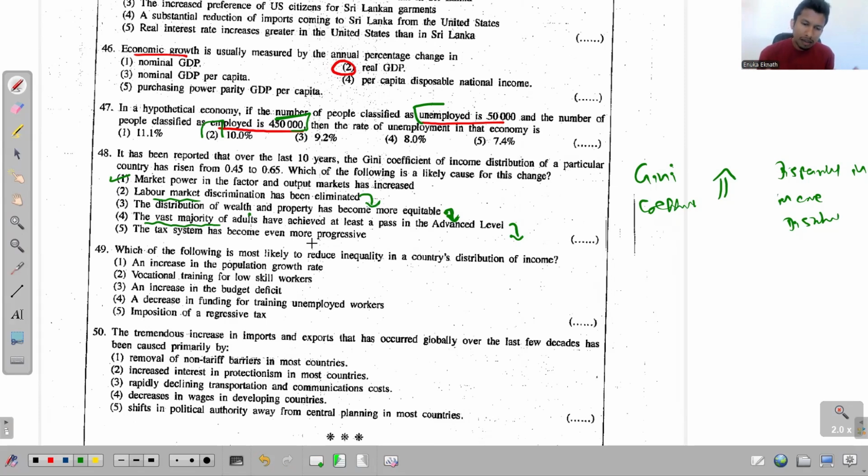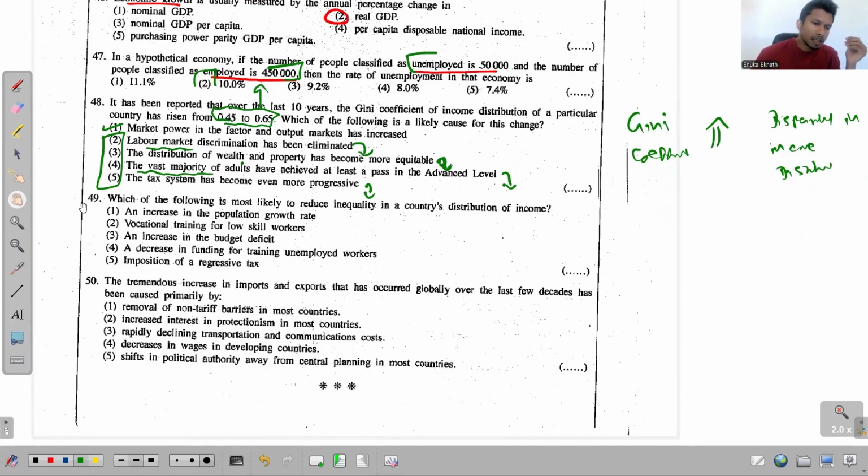So if the tax system is progressive, the government imposes higher taxes for higher income earners, and that will result in decrease in disparity in income distribution. So all these four options decrease the disparity in income distribution, but the first option increases that disparity so that as a result, the Gini coefficient increases. Right. Then the answer for this question 48 is the first one.